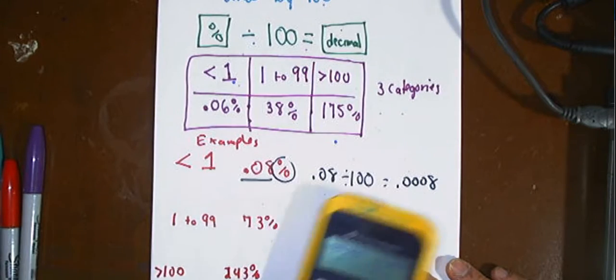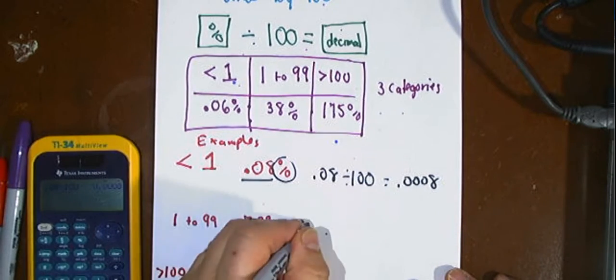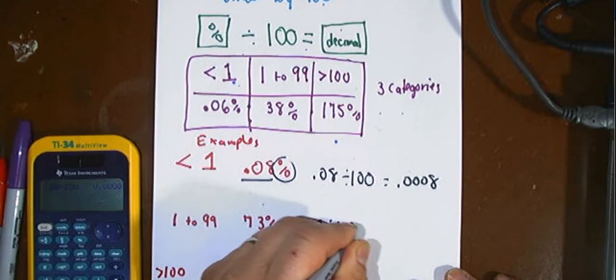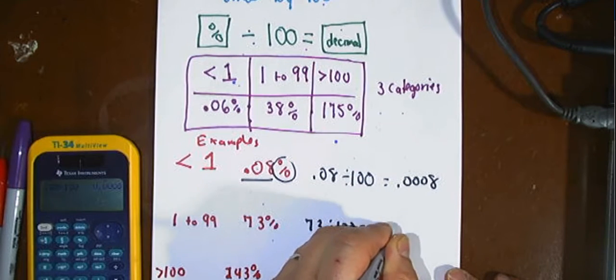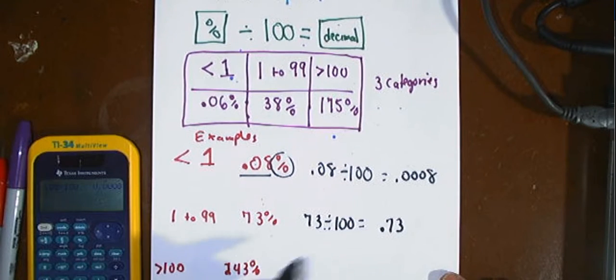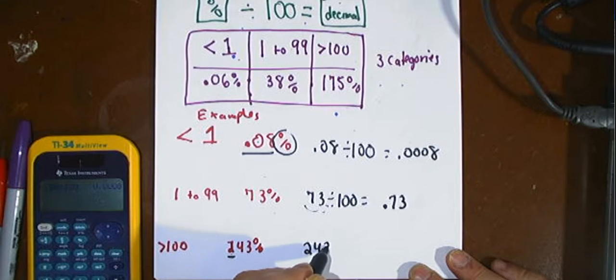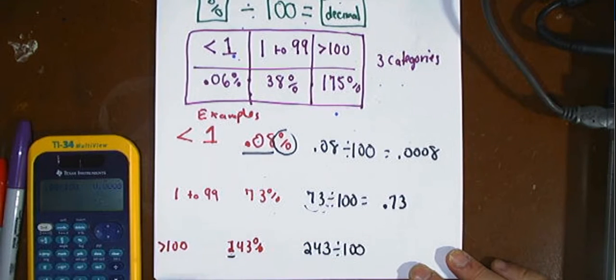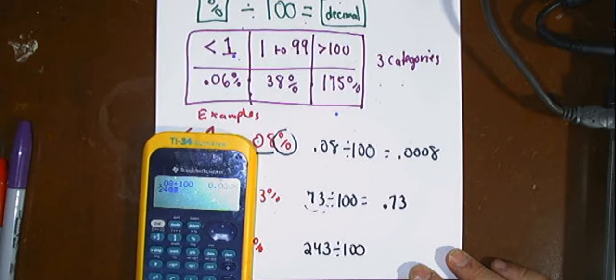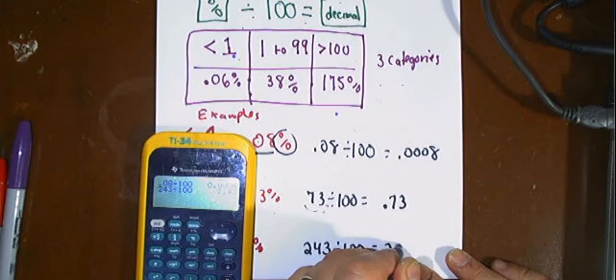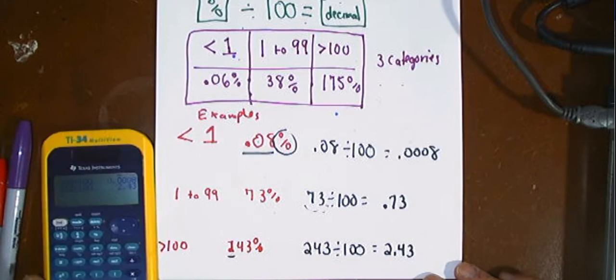Okay. Now an example between 1 and 99, I take the actual number, 73, I divide it by 100. I can use my calculator, but it's going to come out to 0.73. With decimals here, it's going to move it 2 spots to the left. The third example is when you have a value greater than 100. So here I have 243%. So I take 243, I divide it by 100, and that is 2.43. That is now a decimal that you can use.